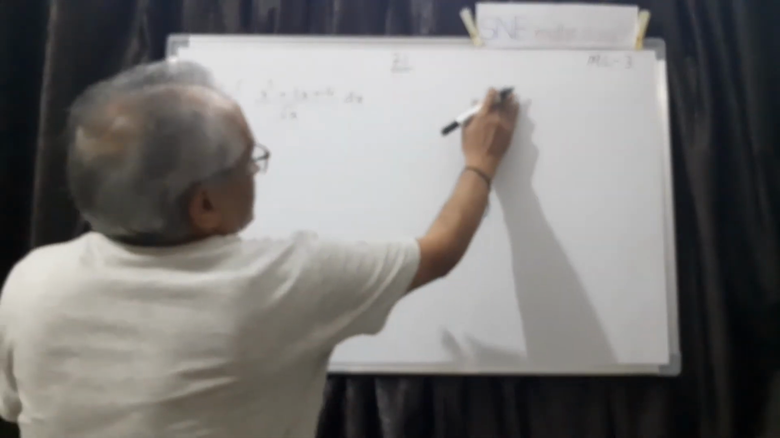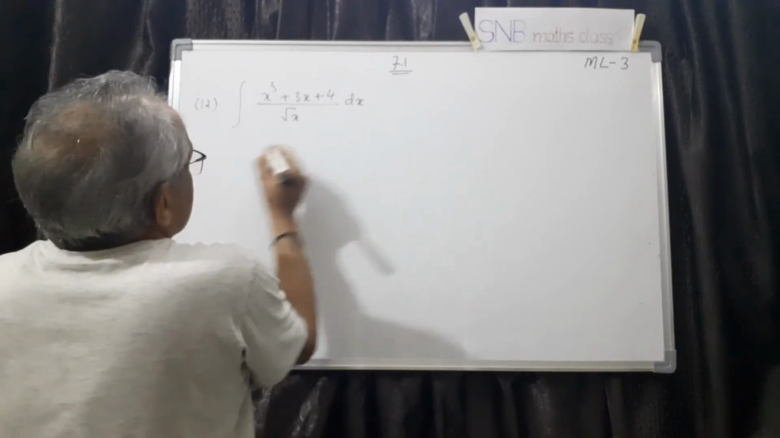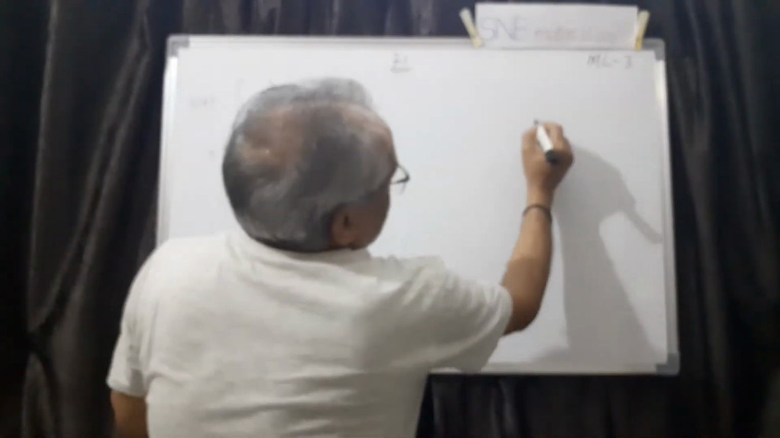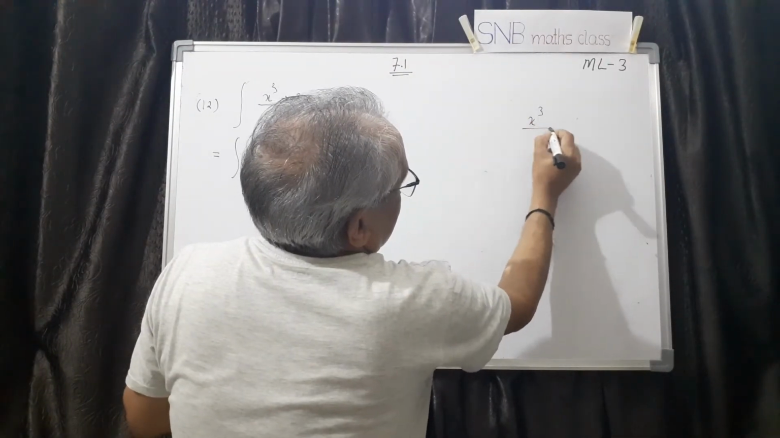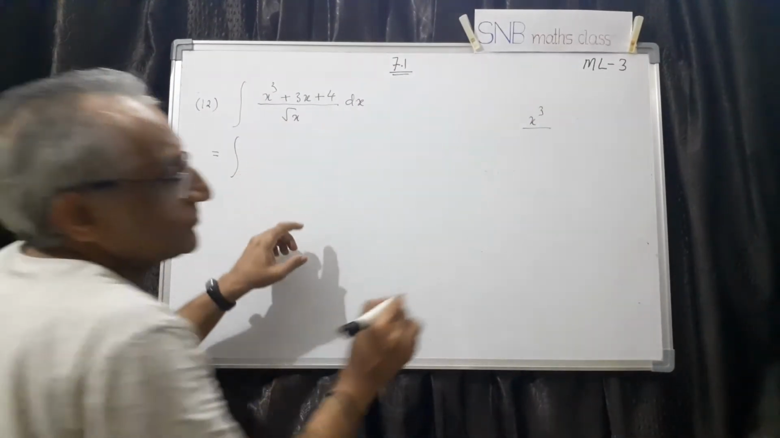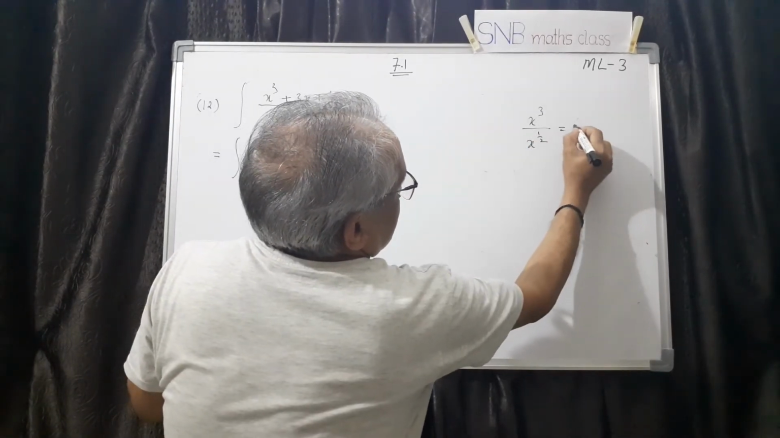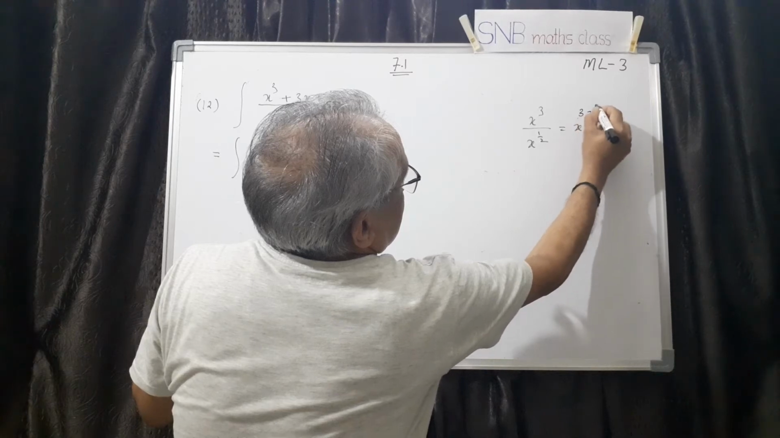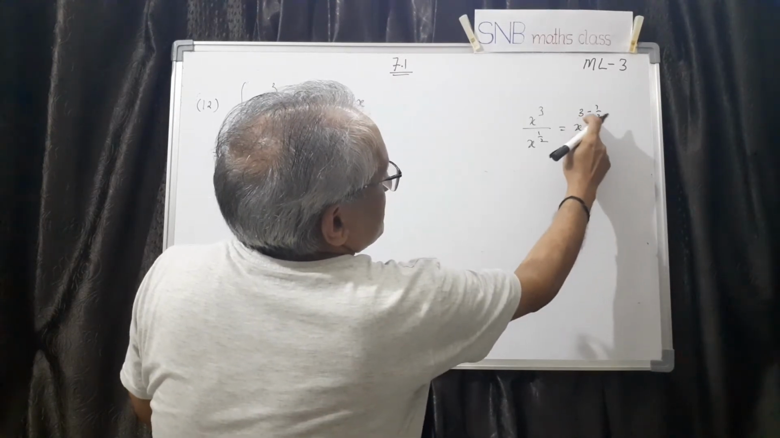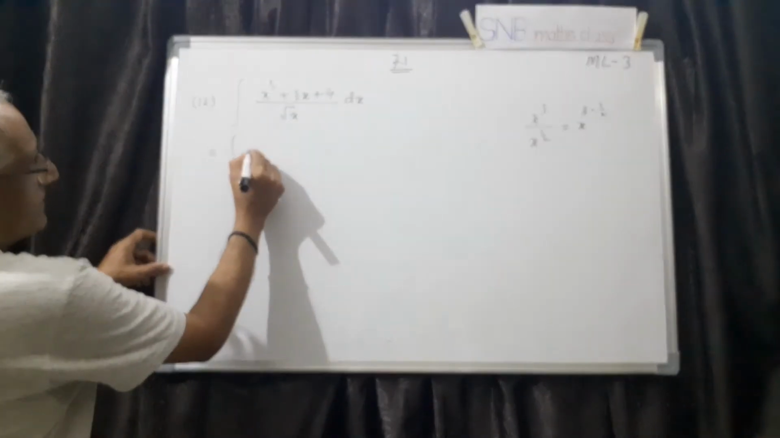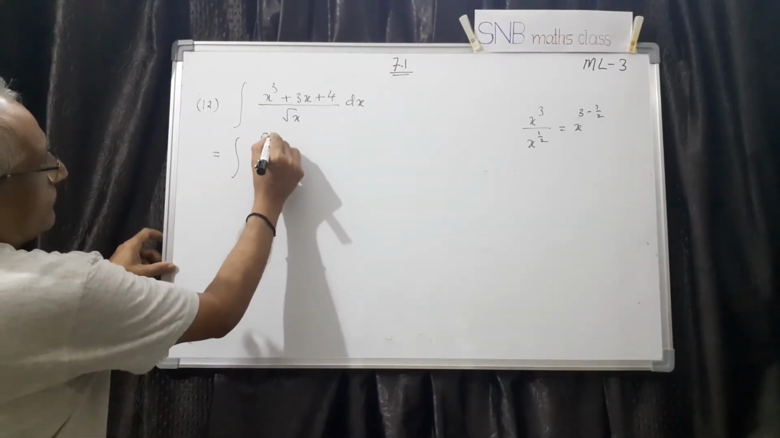So what you can do is, see, here I will simplify this one and then write directly. See, x cube divided by root x. What is root x? Root x can be written as x power half. So this is actually x power 3 minus half. So 3 minus half means 5 by 2. 3 into 2, 6. 6 minus 1 is 5. So the first one is x power 5 by 2.